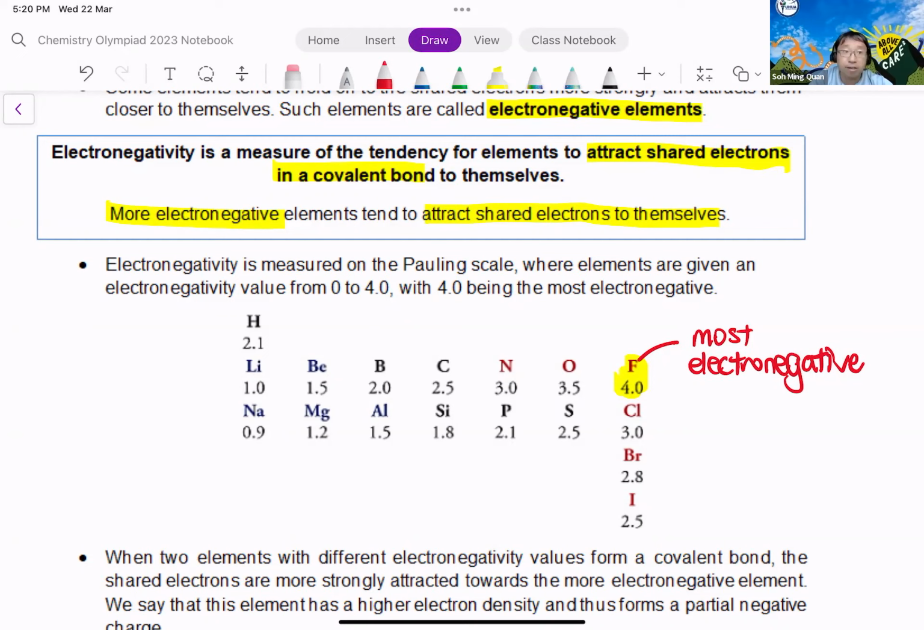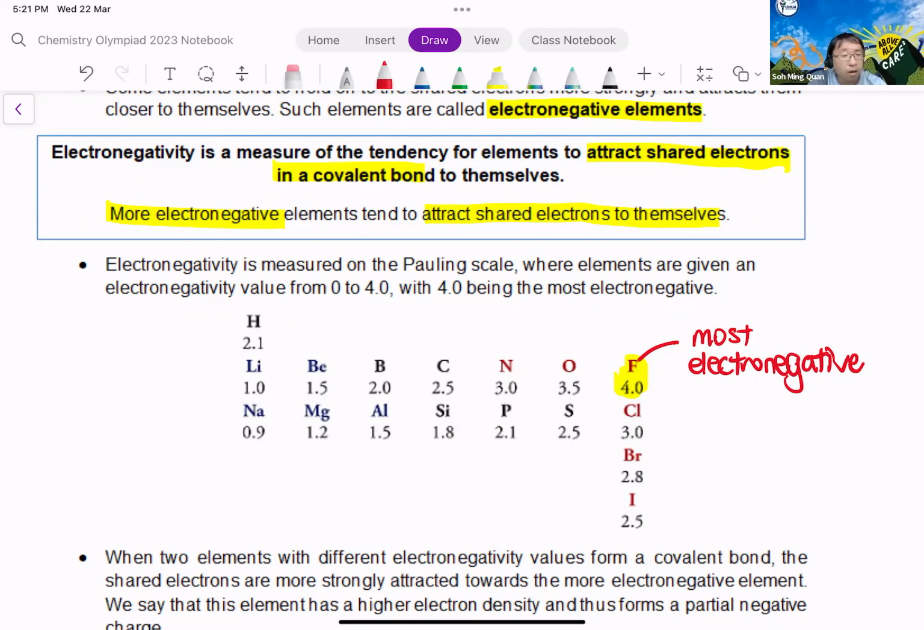And for my Sec 4 students, you have learned redox. This is the reason why the oxidation state of fluorine is always -1 in a compound. There will not be any compound where the oxidation state of fluorine is positive. Fluorine will never be positive. It will only be negative because fluorine is the most electronegative element in the whole periodic table.